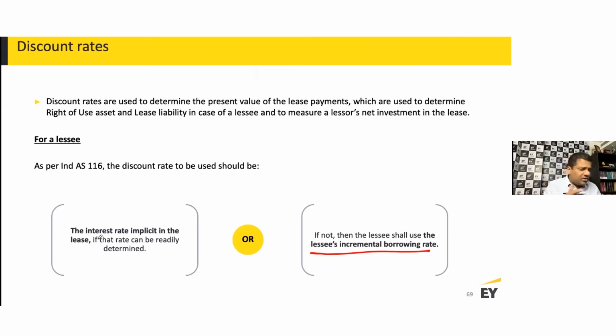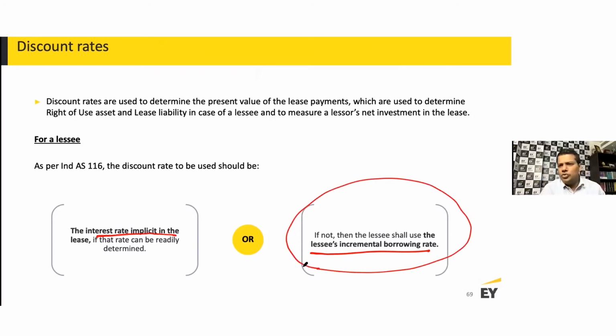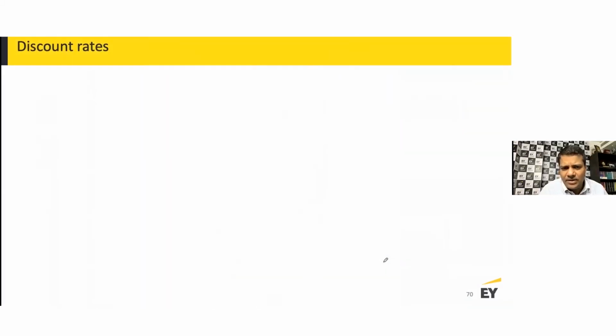So if you know the interest rate, which is the rate implicit in the lease, then you take that. Otherwise, in most cases, in 95% of the cases, this is what we end up using: the lessee incremental borrowing rate. Very rarely will you know the interest rate implicit in the lease. Of course, in an examination setting, this information may be available in the question paper. If that is the case, that's the first preference. Okay, if that's not available, then you get to this in terms of the discount rate.